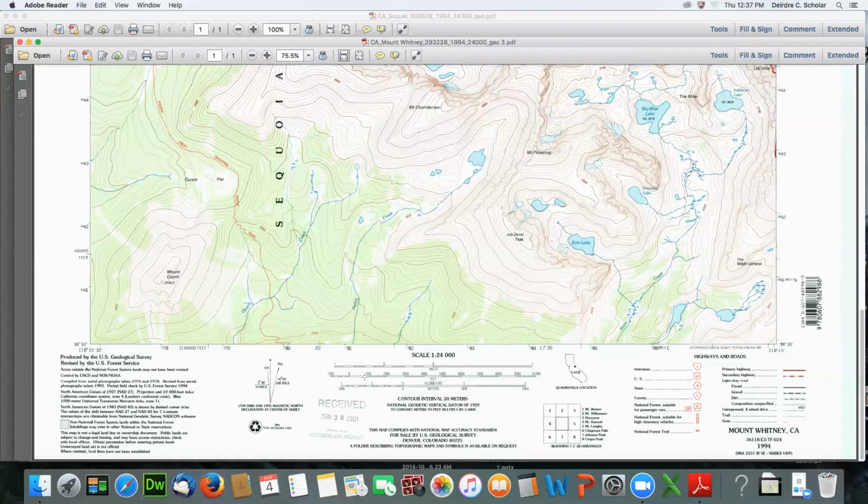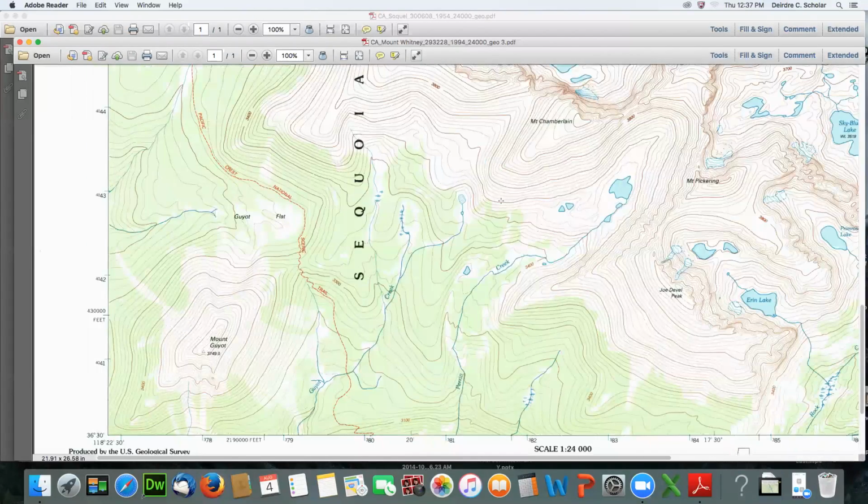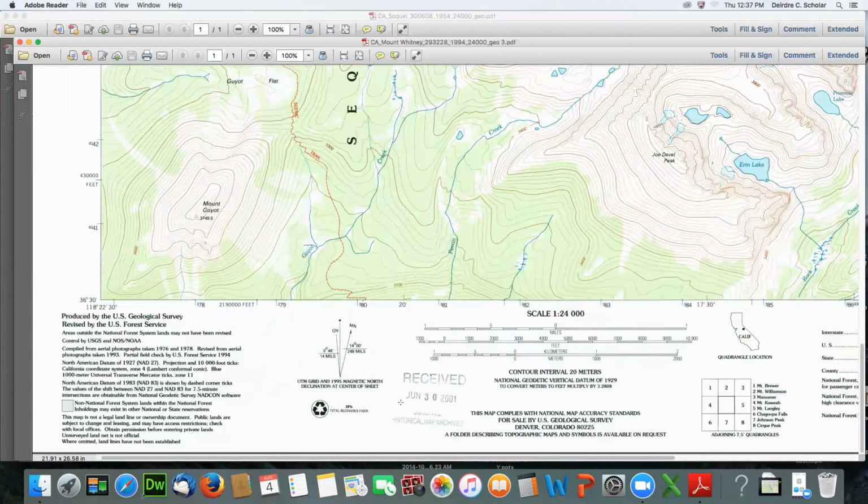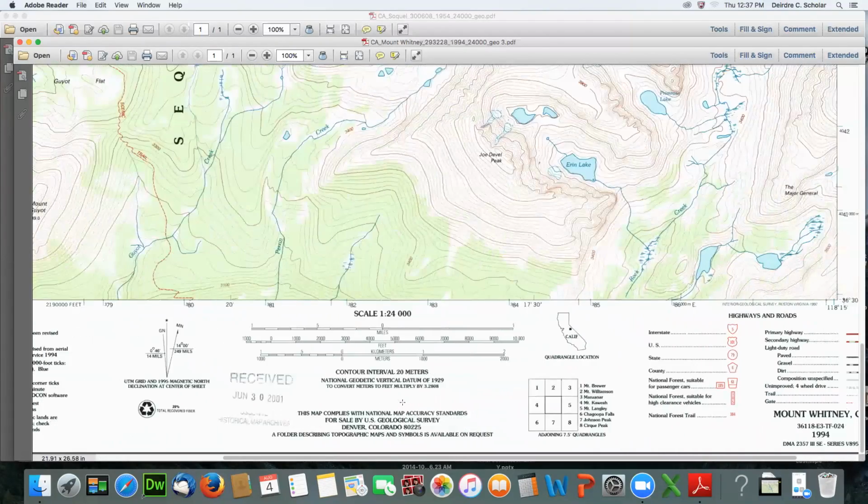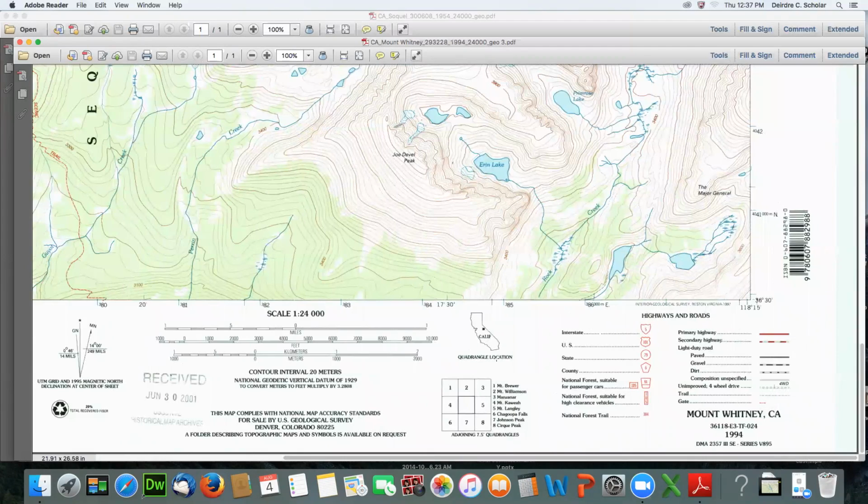Published in 1994. So a different technique was developed between the production of the SoCal quad and the Mount Whitney quad. What we have the same is the outline of the state of California, which shows us the quadrangle location. So the Mount Whitney quad is located in this portion of California where we see that black square, okay? But we don't see any names of maps in parentheses off of the different sides of the map.